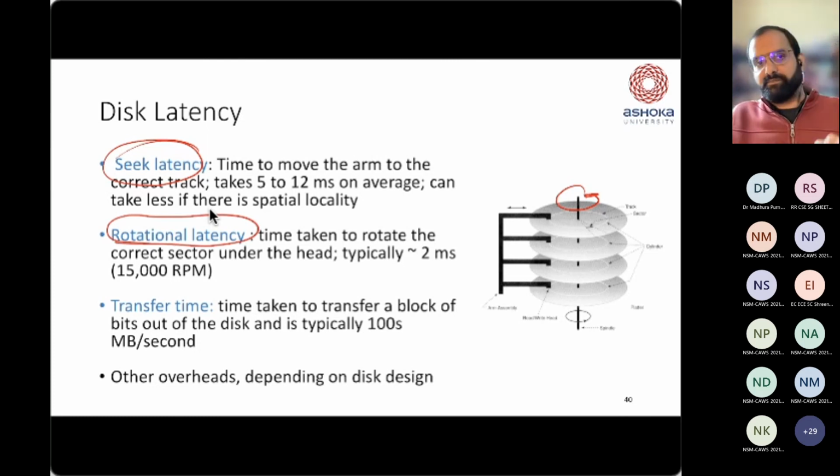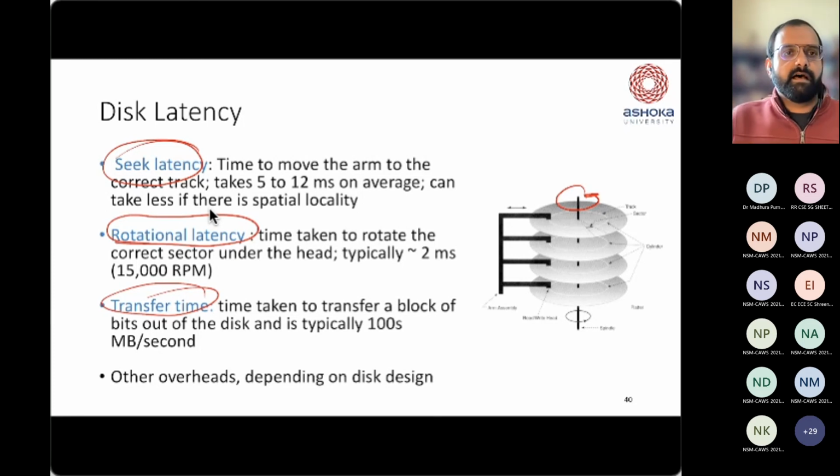And then once the sector is right beneath you, you suck out the information from it, and that is what is known as the transfer time. So these are the three main components that are required for you to read data out of a given location on your hard disk drive, right?